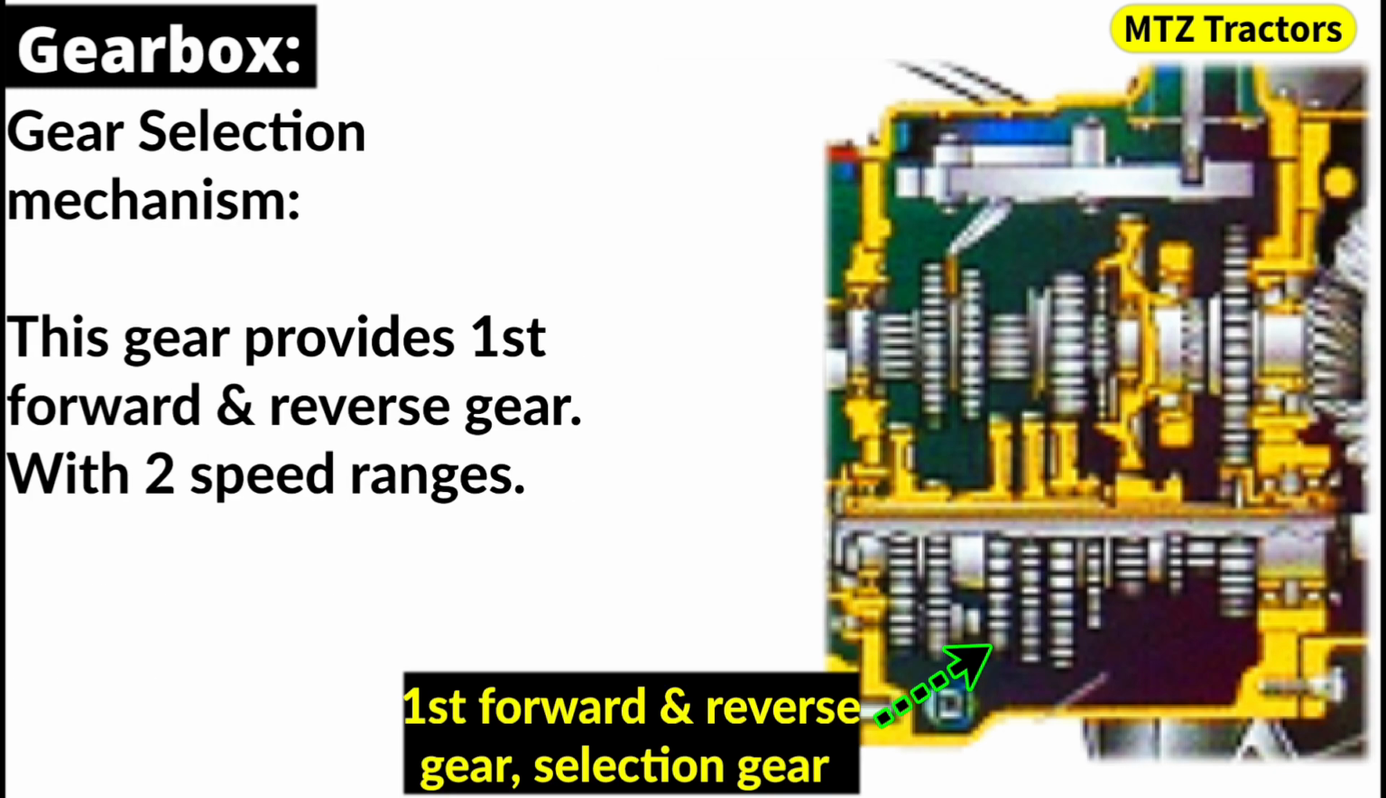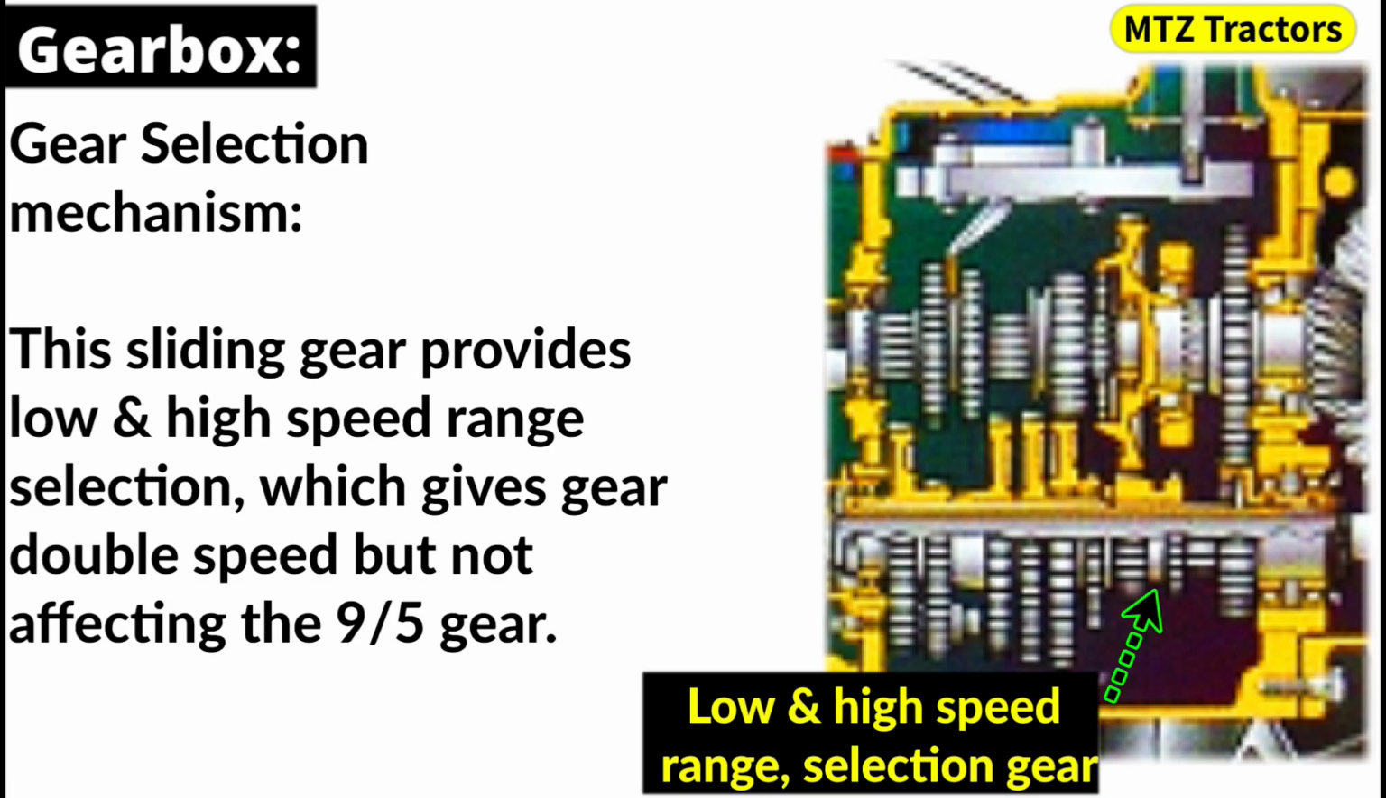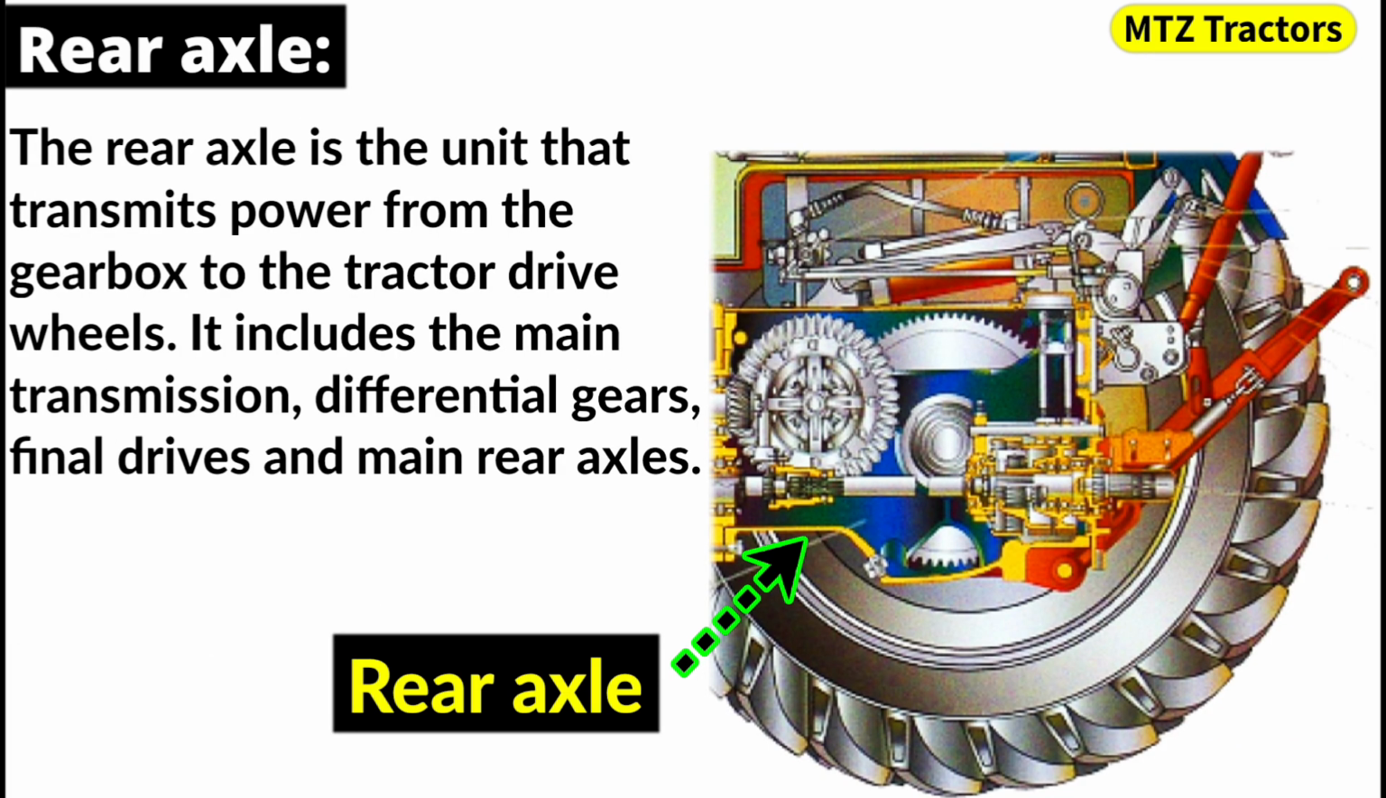This gear provides 1st forward and reverse gear, with 2 speed ranges. Gear selection mechanism. This sliding gear provides low and high speed range selection, which gives the gear double speed but does not affect the 5th gear. The rear axle is the unit that transmits power from the gearbox to the tractor drive wheels.